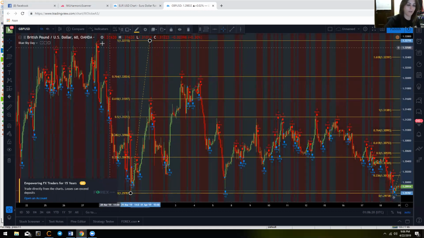Okay, so we did it from the top to the bottom. See, when it came up, it would have activated right here at my 23. It would have activated, and then you could have ridden it to the 50. You really could have ridden it to the 68, but I would have got out at the 50 to make sure.